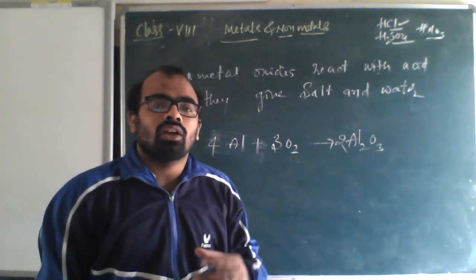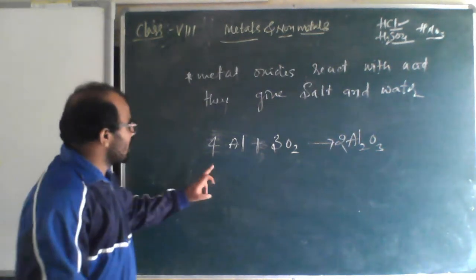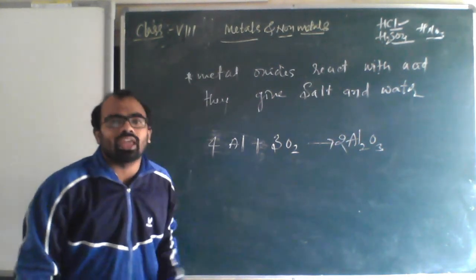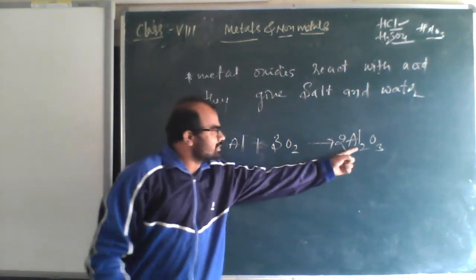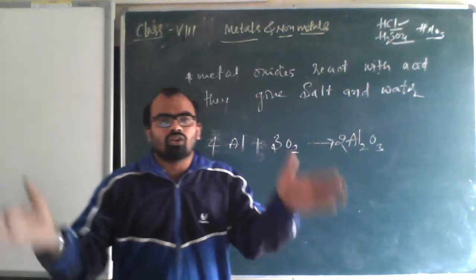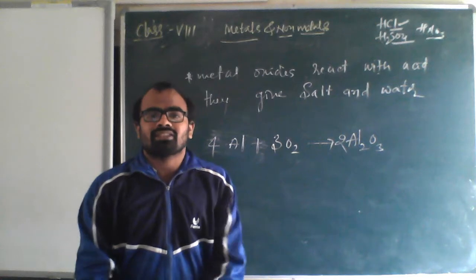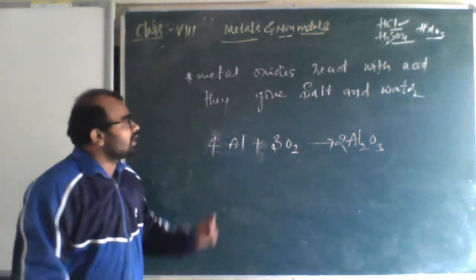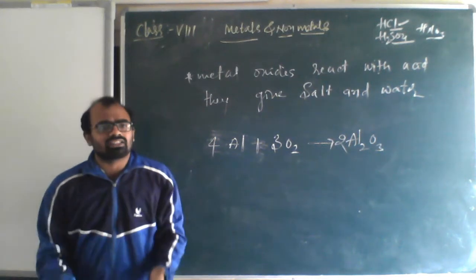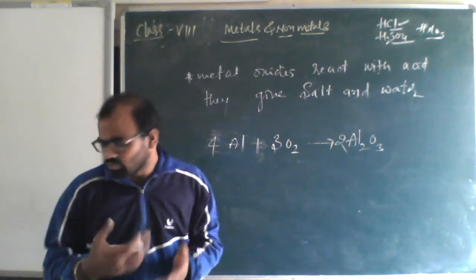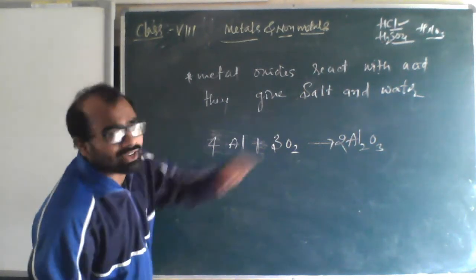See now, metal oxides react with acid and give salt and water. 4Al plus 3O2 will give me 2Al2O3. Now this is the metal oxide: metal is present, oxygen is present. When metal and oxygen are present together, we call it a metal oxide, which is basic in nature. Now this metal oxide will react with an acid. Let us take either HCl or H2SO4, and see that it forms salt and water.